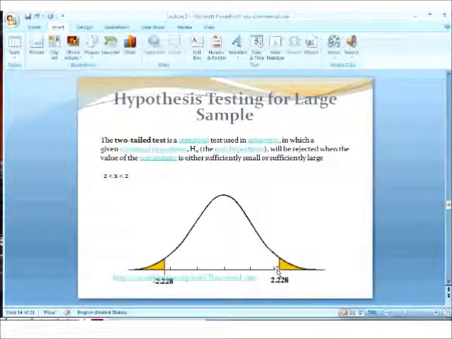However, if it's less than 2.3 and greater than minus 2.3, which means it lies somewhere in this white region, and if our computed z-value lies in this white region between minus 2.3 and plus 2.3, then we accept the null hypothesis, or we have enough evidence to accept the null hypothesis. So, clear so far?